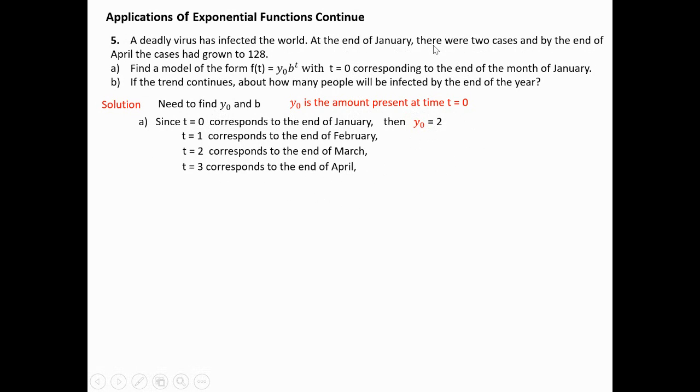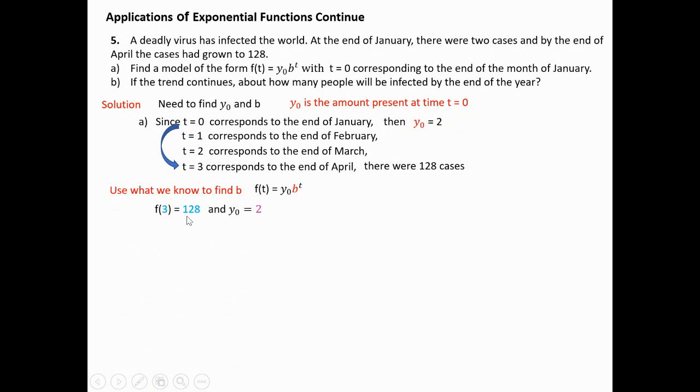Because the word problem says there were 2 cases, and by the end of April, the cases had grown to 128. By the end of April, there were 128 cases. So this is going to give us t equals 3.